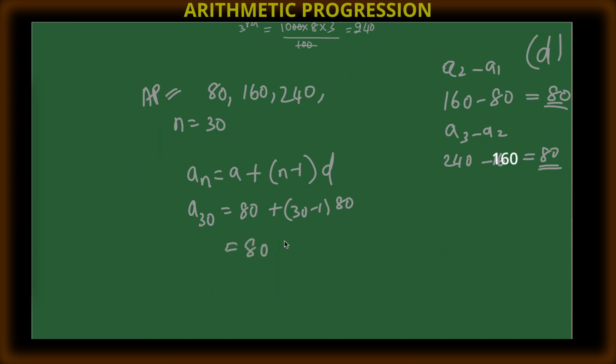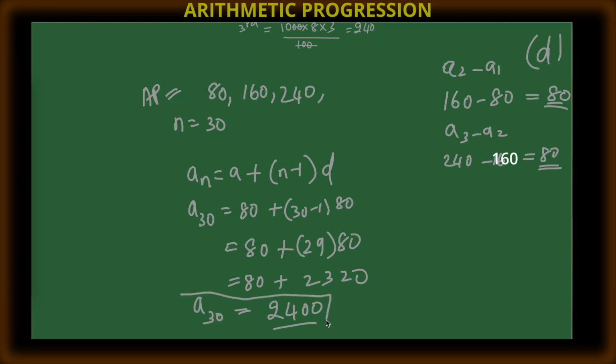So 80 plus 29 into 80. Students, calculate this, 29 into 80. It is 2320. Now if you add 80, it becomes 2400. So this is the 30th term and its value is 2400.